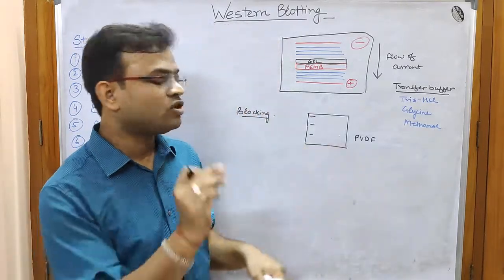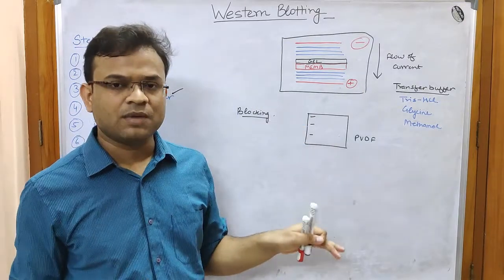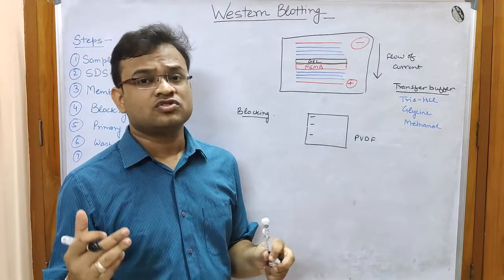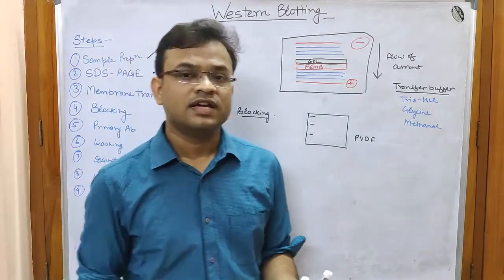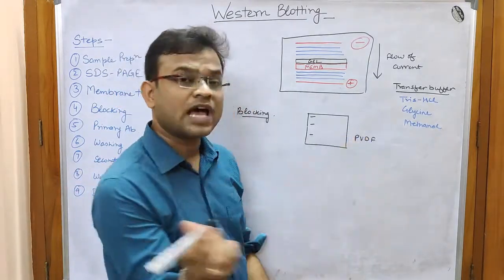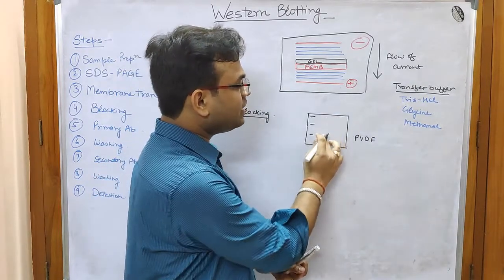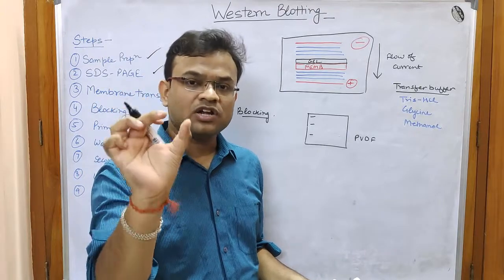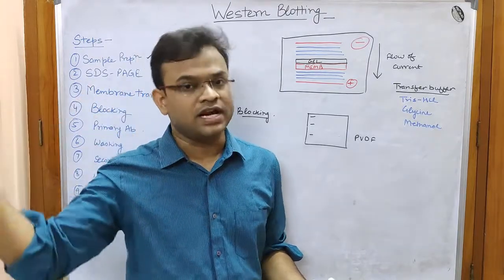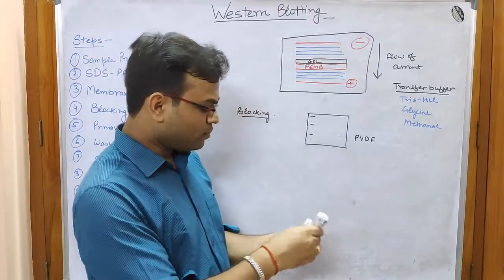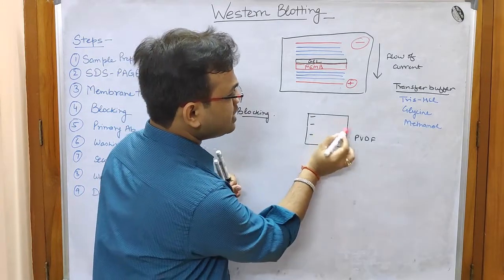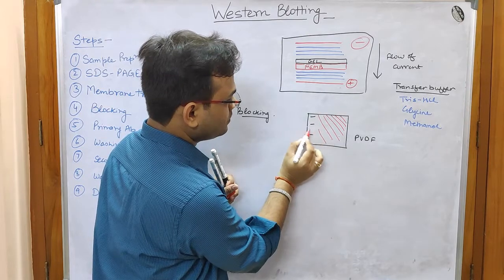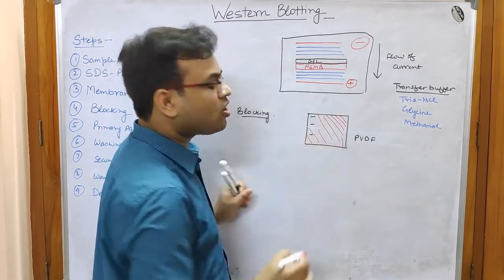Suppose in the upcoming steps you would be using primary and secondary antibodies. So the purpose of blocking is to ensure that your primary antibody does not bind to somewhere else, and it only binds to that particular protein against which it is made. Okay, so you have to block all this area. Suppose these are all the non-specific points, so you need to block all this area.